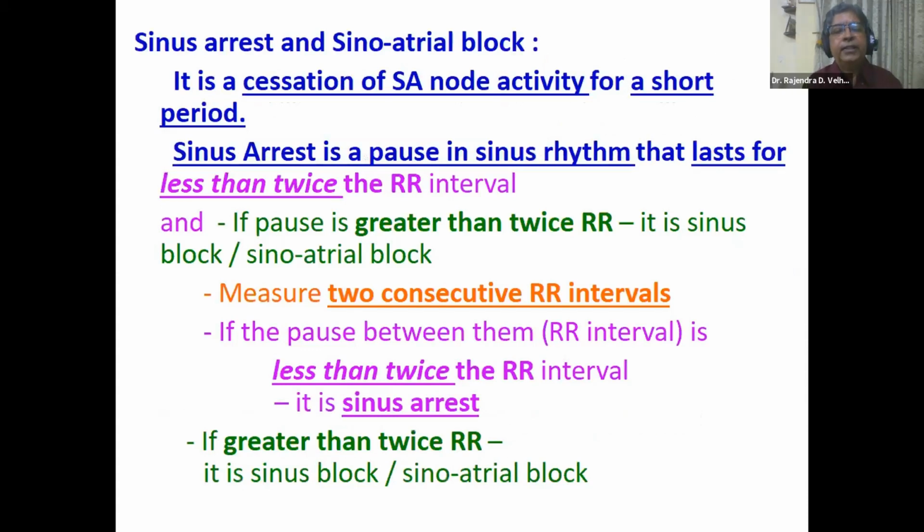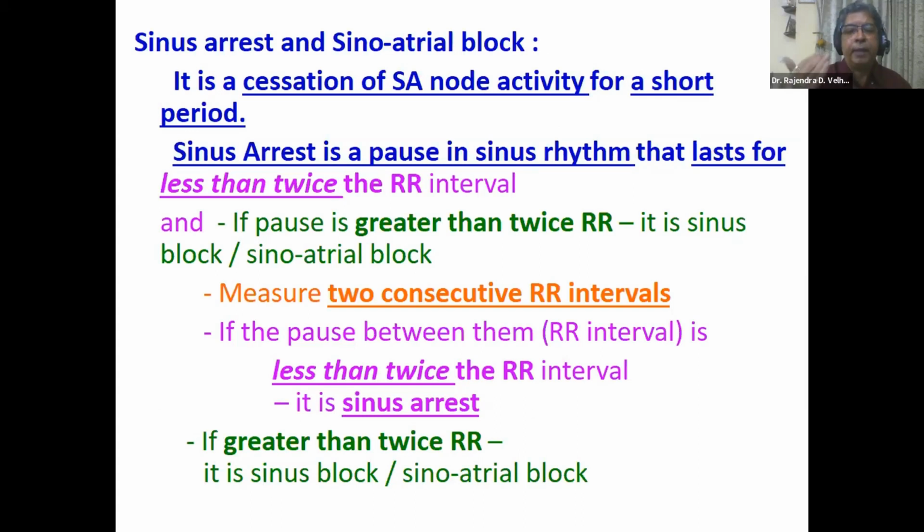Now, another is sinus arrest and sinoatrial block. This is a temporary cessation of SA node activity for a brief period. Sinus arrest is a pause in sinus rhythm that lasts for a certain period. Now, if that pause is less than twice the RR interval, it is classified as sinus arrest, and if it is greater than twice RR, it is classified as sinus block.